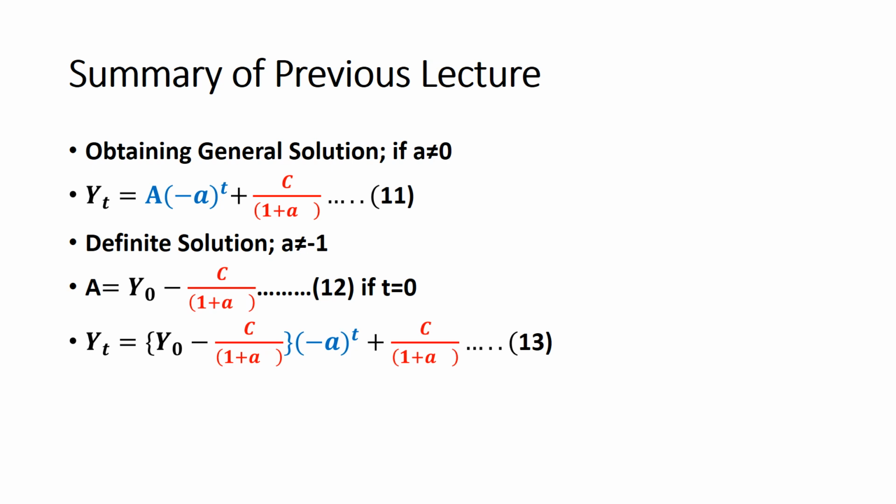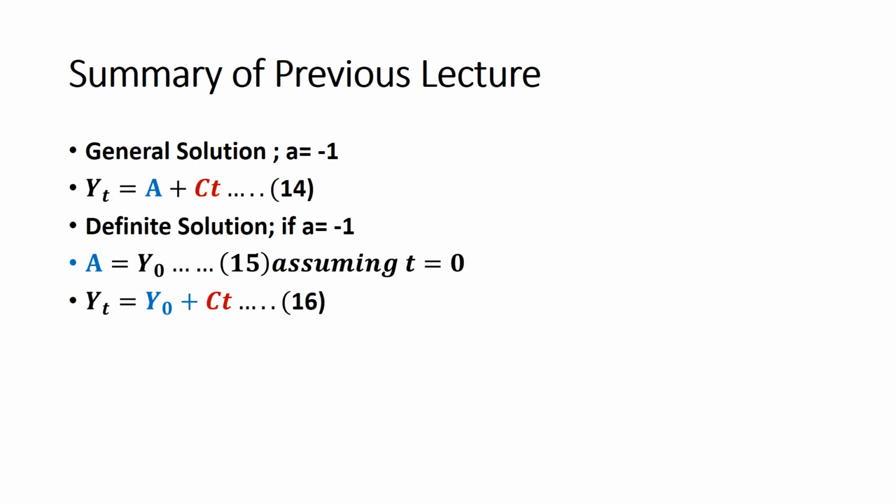Obtaining the general solution, if a is not equal to minus 1, yt is equal to capital A, that is the arbitrary constant, into minus a to the power t plus c over 1 plus a, equation number 11. Definite solution, if a is not equal to minus 1, A is equal to y naught minus c over 1 plus a, by substituting t is equal to 0, the initial condition. So yt is equal to y naught minus c over 1 plus a into minus a to the power t plus c over 1 plus a, which is the definite solution where there is no arbitrary constant.